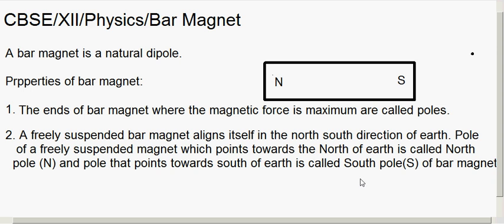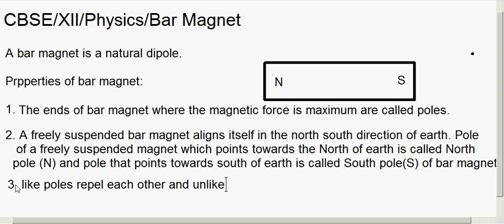Now the next property is that like poles repel each other and unlike poles attract each other. Like poles repel each other and unlike poles attract each other.